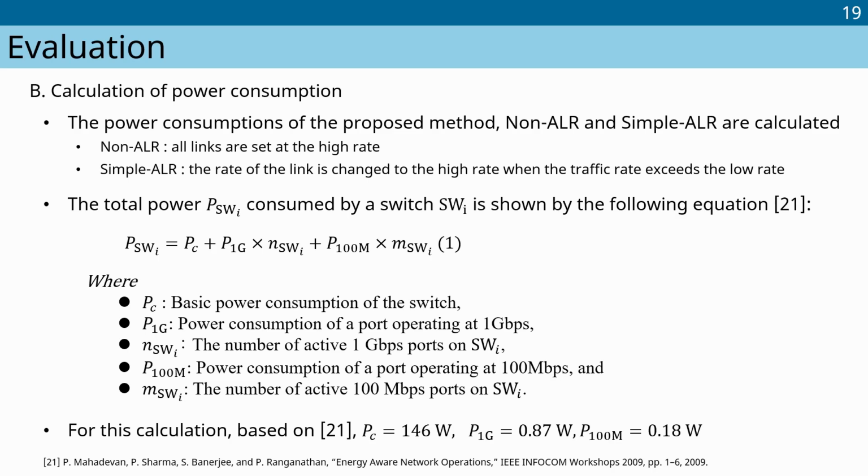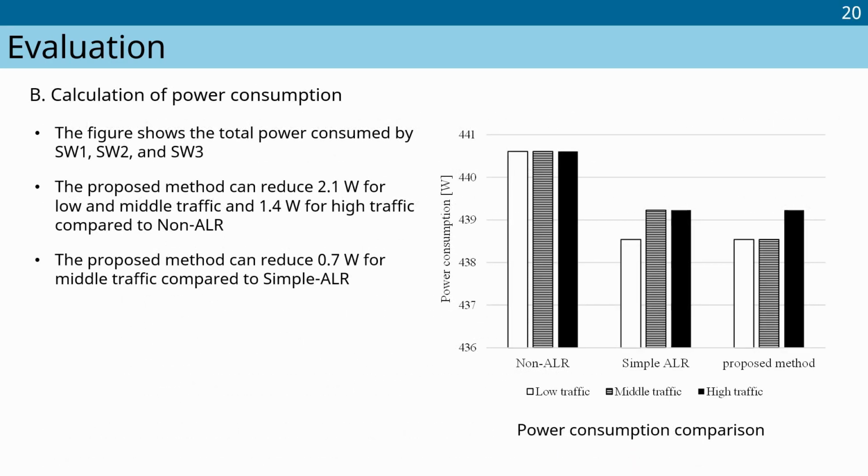Based on reference 21 in our paper, we calculated the total power consumed by the switch by this equation. From reference 21, we also set these variables like these. The figure shows the total power consumed by all switches. Compared with non-ALR, the proposed method reduced 2.1 watts at the low rate and middle rate, and 1.4 watts at the high rate. Compared with simple ALR, the power consumption of the proposed method is almost the same at the low rate and high rate, but reduced 0.7 watts at the middle rate.